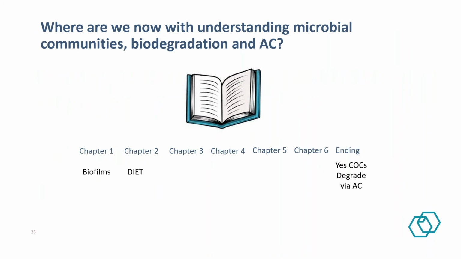So where are we now? I think the understanding of the interactions between microbial communities and activated carbon and contaminant degradation can be described as a book. So we know what the first couple of chapters are, right? About the biofilms, about diet, and we know the ending. Yes, you can degrade contaminants on activated carbon. However, there are still chapters missing that would seriously investigate the specific mechanisms of contaminant degradation. We don't know all the specifics about contaminant degradation on activated carbon.